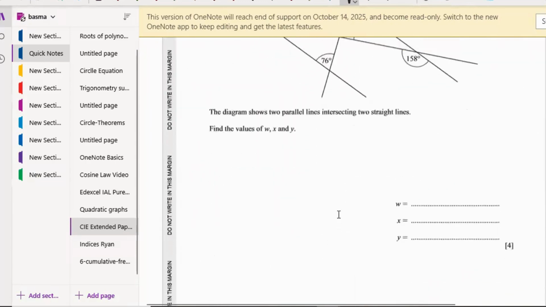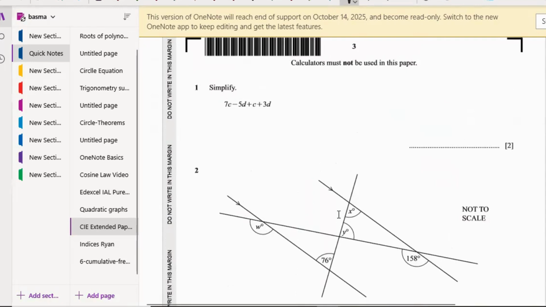Alright, let's start with question 1. Question 1 says that you have to simplify 7c minus 5d plus c plus 3d. So we have to collect the like terms together. 7c plus c makes 8c, and minus 5d plus 3d, they both are alike, so minus 5 plus 3 would make minus 2, so negative 2d. That's question 1 for you.